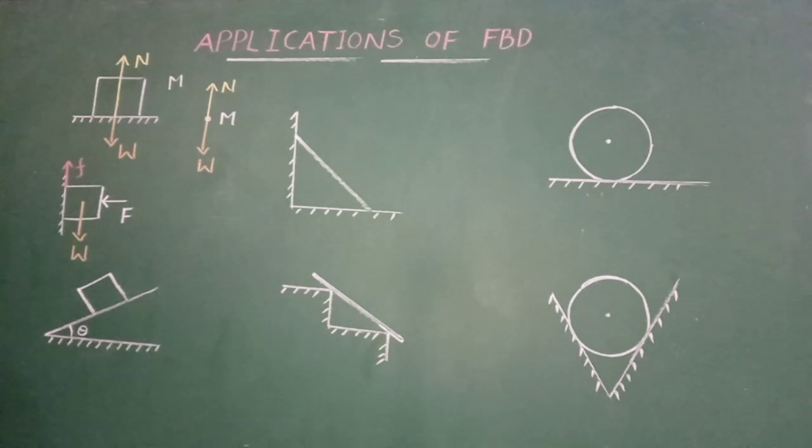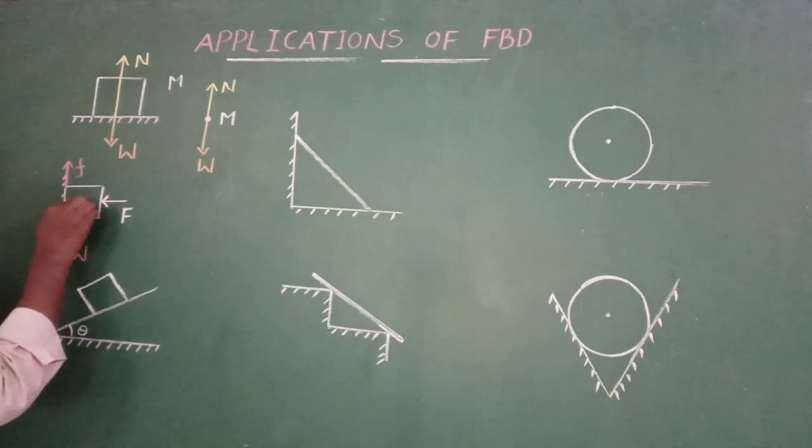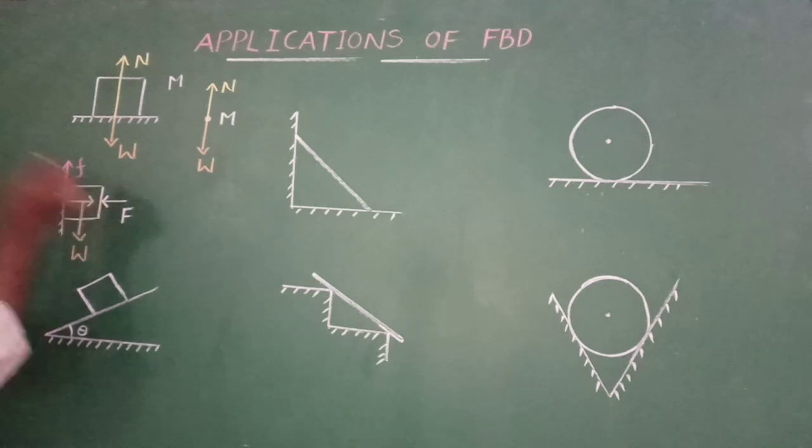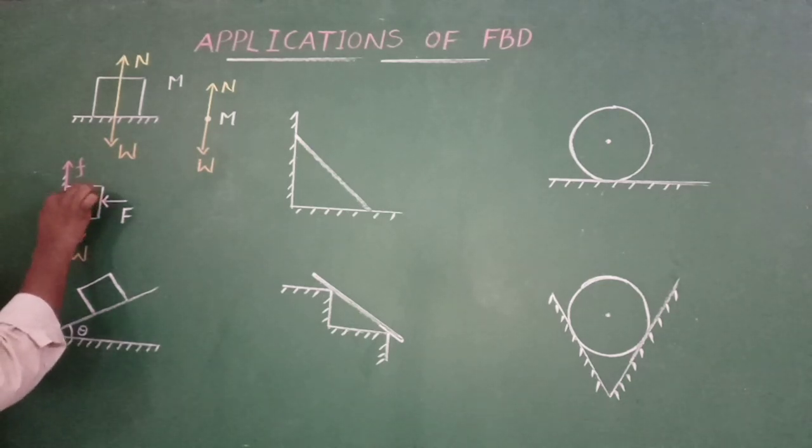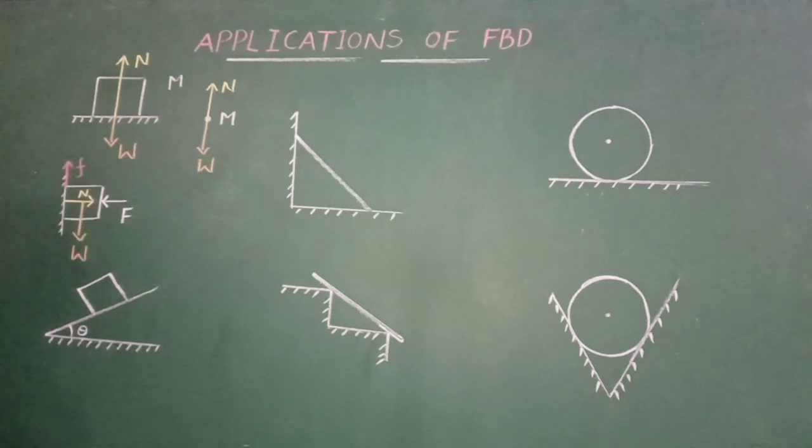And one more force, the normal reaction. The normal reaction exerted by the wall on the object acts in this direction. The angle between the normal reaction and the surface is equal to 90 degrees.